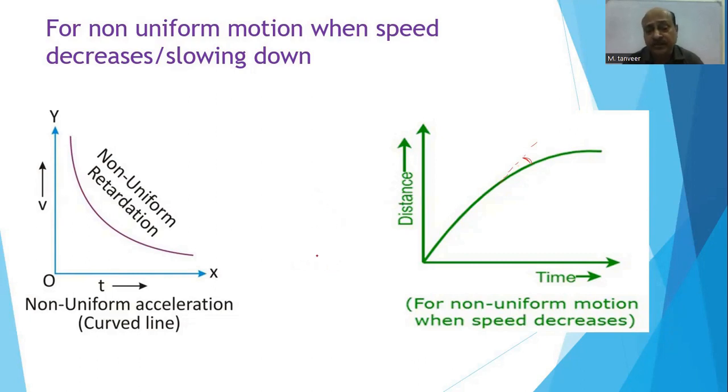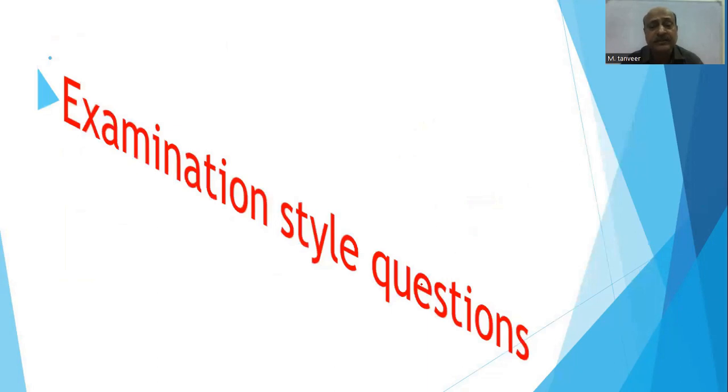But if the curve is upward, above the tangent, then speed is increasing. So in the distance time graph, speed is decreasing and acceleration will be uniform. But in the speed time graph, velocity is decreasing and acceleration is not uniform. Acceleration is decreasing constantly in the velocity time graph and acceleration is decreasing uniformly in the speed time graph. This is the comparison between the distance time graph and the speed time graph.